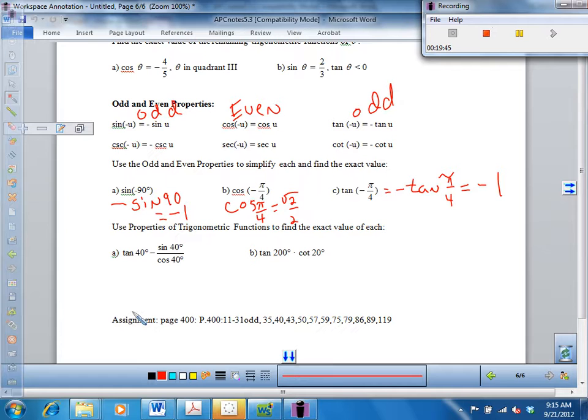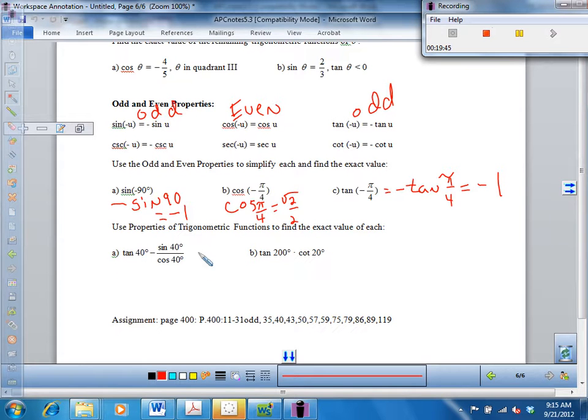Yes. 315 degrees, what are the X and Y coordinates? 315 degrees, what are the X and Y coordinates? Don't tell me negative. Positive root of 2 over 2, negative root of 2 over 2. Right? There you go. Okay.